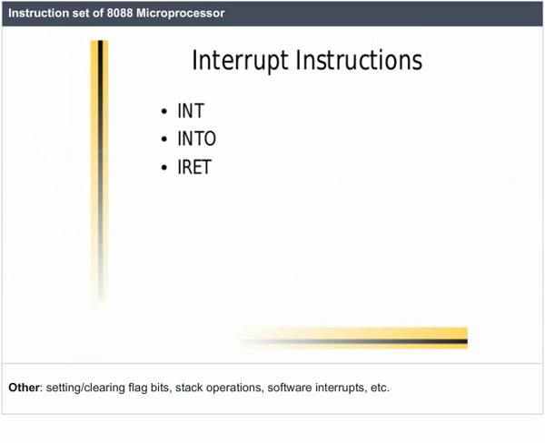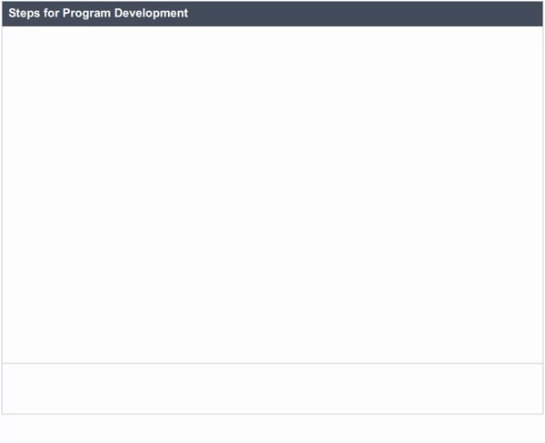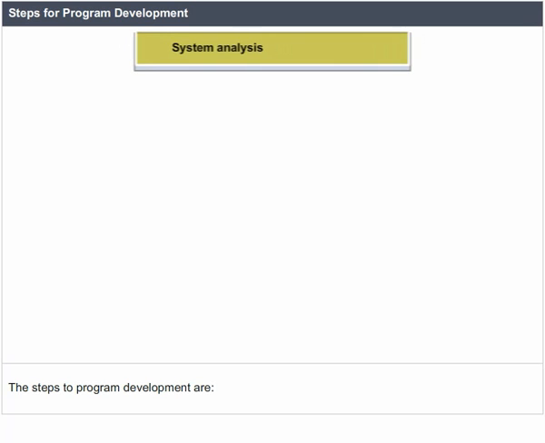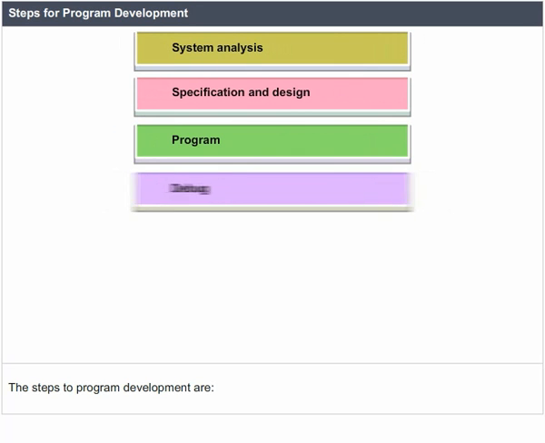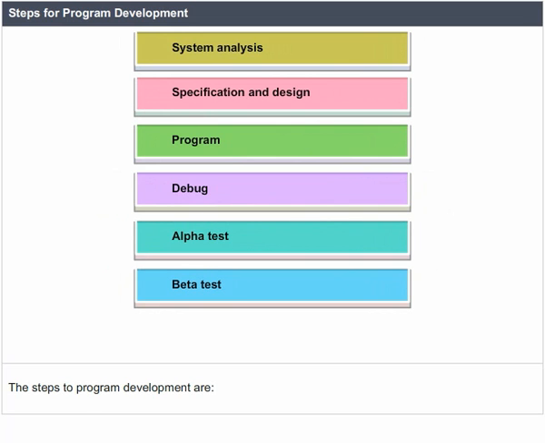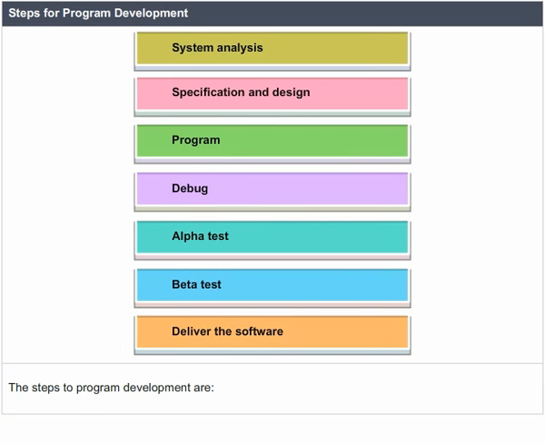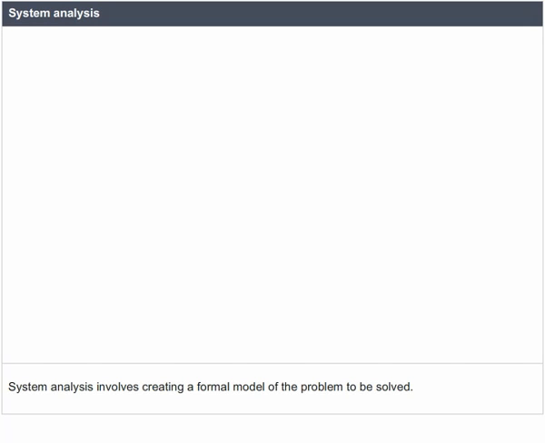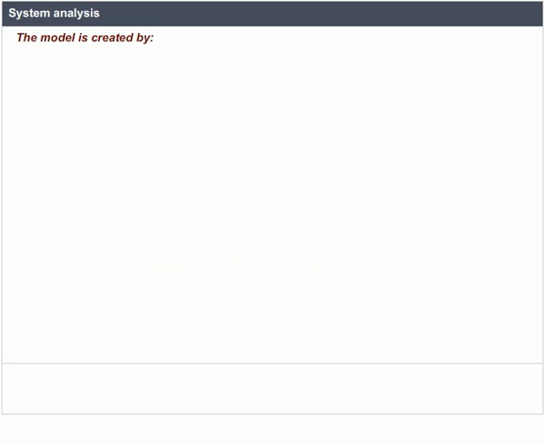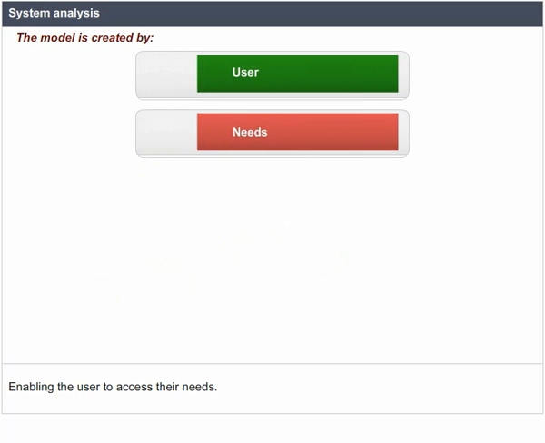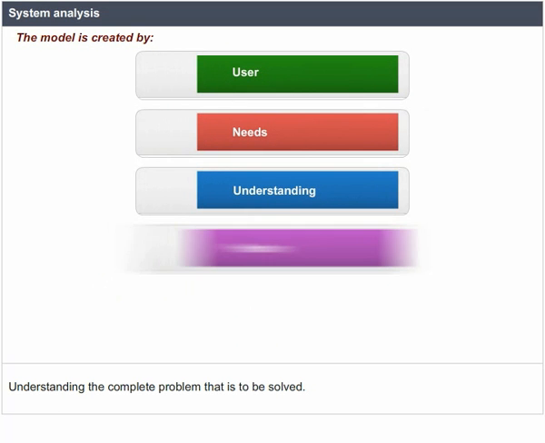Steps for program development. The steps are: system analysis, specification and design, program, debug, alpha test, beta test, and deliver the software. System analysis involves creating a formal model of the problem to be solved. The model is created by enabling the user to assess their needs, understanding the complete problem that is to be solved, and making a formal representation of the system being designed.